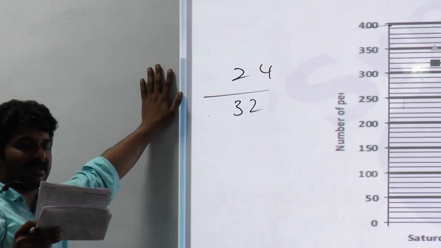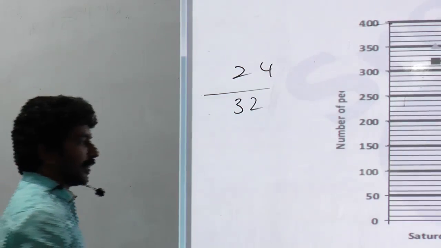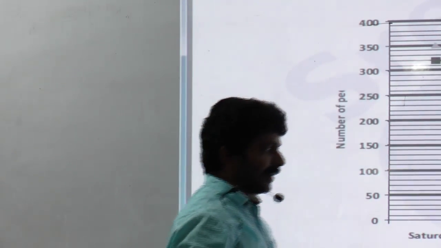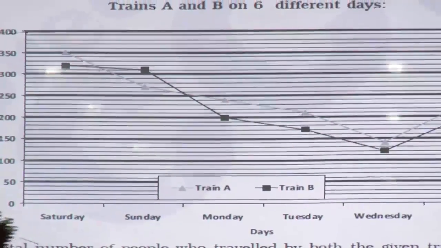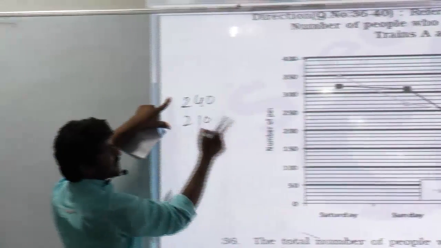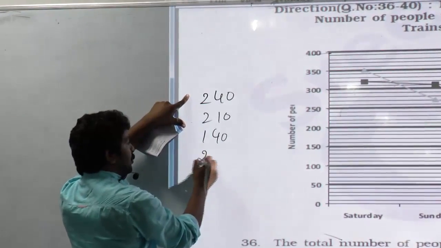Next, what is the average number of people travel by train A on Monday, Tuesday, Wednesday, Thursday? Monday, Tuesday, Wednesday, Thursday. Train A. Train A, Monday, triangle. How much is this? 240. Let me write numbers first. 240. Then 210. Next 140. Next 230.